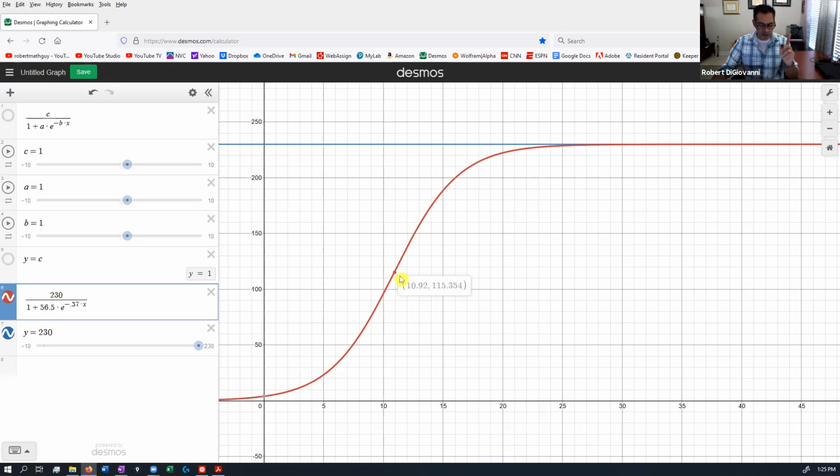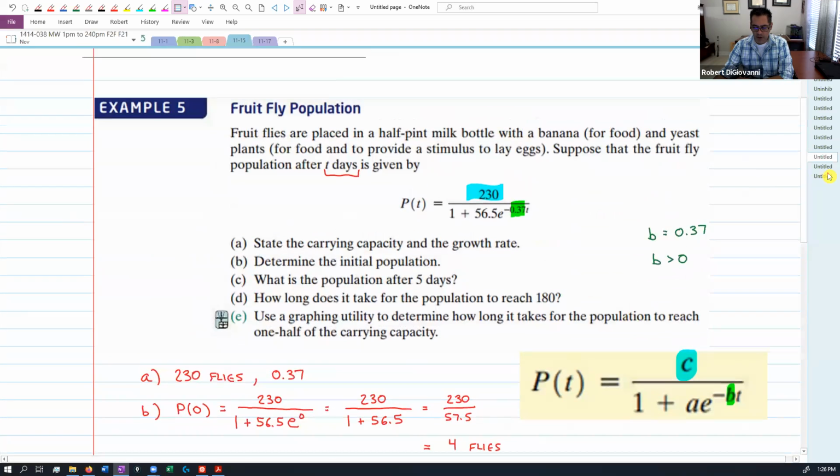And then the problem we just did, it wanted to know how long it took to reach 180. So let me go up to 180 here. You see 180 was about 14 days or so. That's what we got, about 14 or so days. Understand? Any questions about the picture, the function? Does it all make sense?